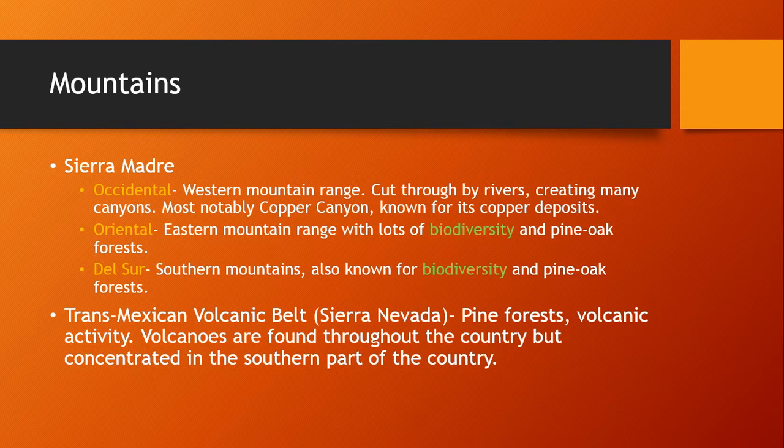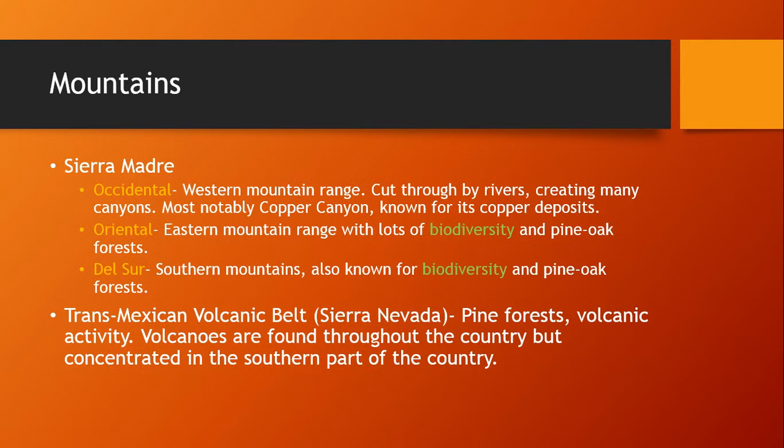The Occidental are on the western side. Occidental means west. So this is the Western Mountain Range, and it's really cut through by rivers. And so what that does is it creates lots of Grand Canyon-like structures, where you've got lots of different cutouts and things like that. And then the canyons that are created end up having mineral deposits in them, and that's where Mexico gets some of its natural resources. There's one major canyon known as Copper Canyon. It's called as such because, as you might expect, it has a lot of copper in it.